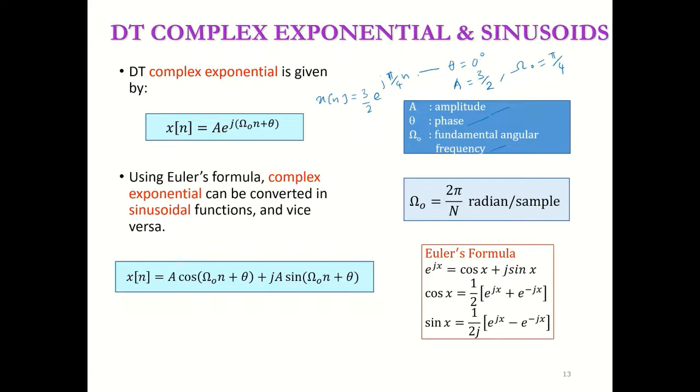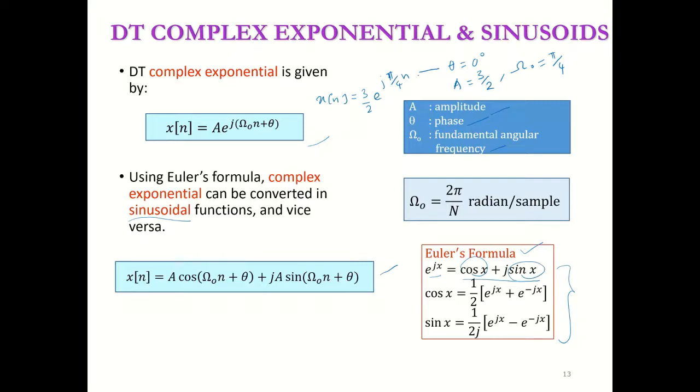And how are we going to convert it into sinusoid? We can convert this term into sinusoid or vice versa by using Euler's formula. Right, Euler's formula is given by these 3 expressions. The first one we used to convert from exponential term or exponential function into a sinusoidal function or trigonometric function, which is cos and sine.